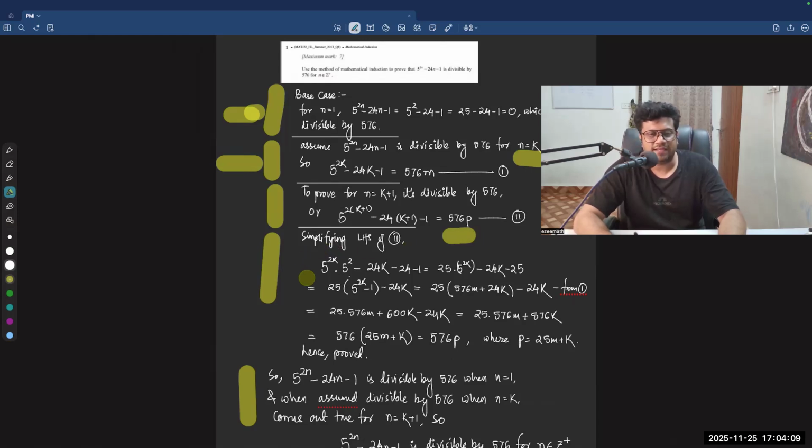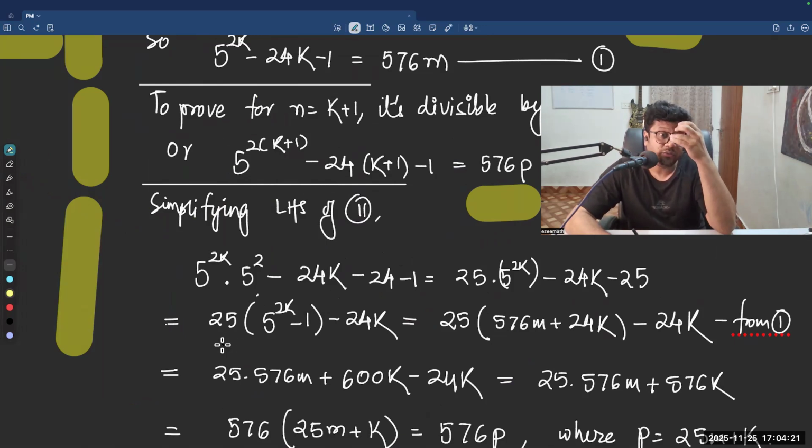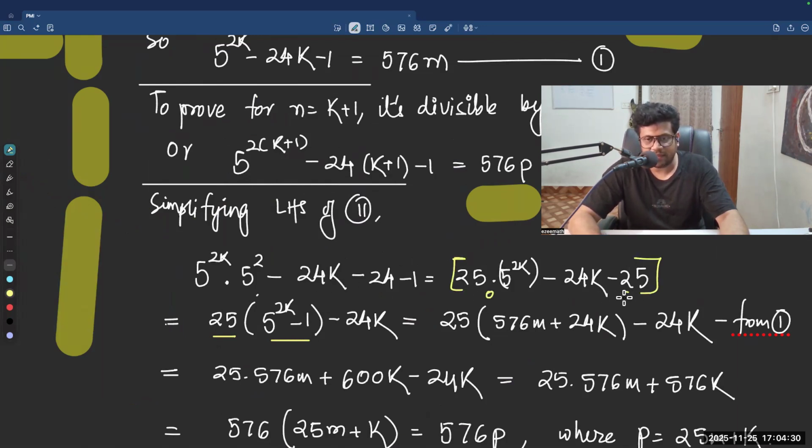And then I go do the LHS part, where this time I took the expansion for n equal to k plus 1, and I took a 25 out common from these two, this one and this one. Well, I split the 25 and 24. Okay, I take a 25 out common. Now, this is where you are.